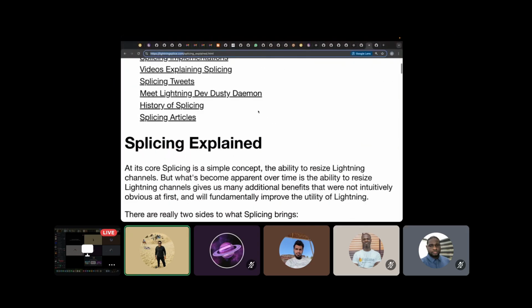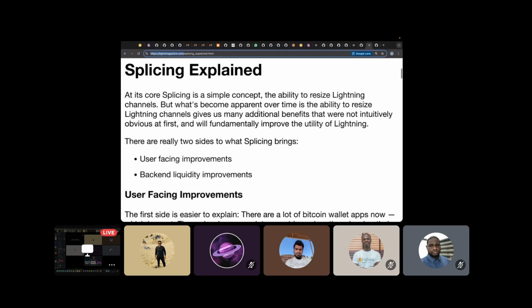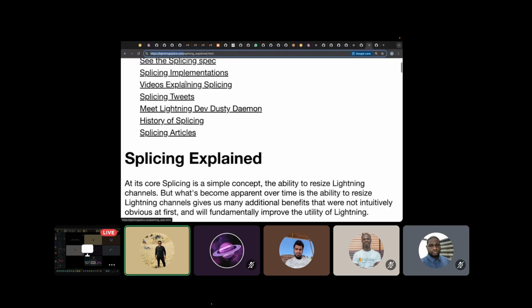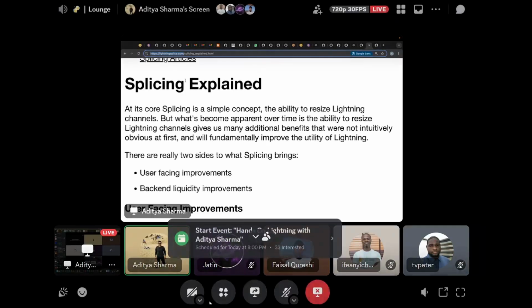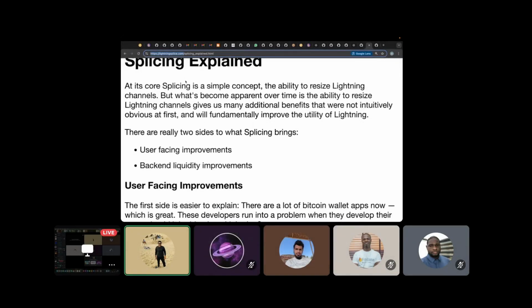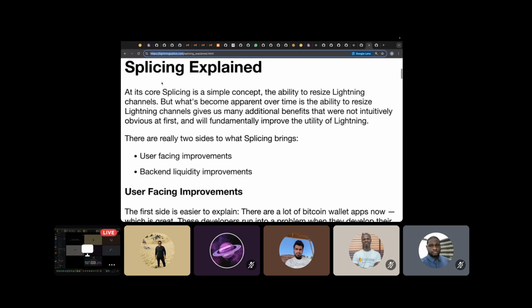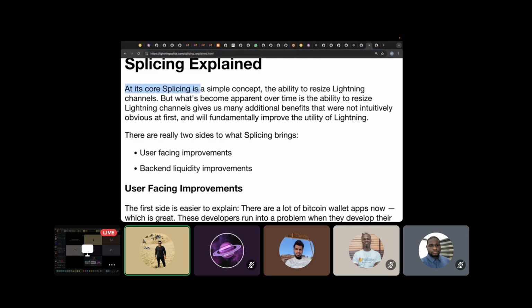Alright. So this particular section explains what is splicing and how it will affect the end user and the developers of various wallets which use Lightning in their interface. So as you can see, at its core, splicing is a simple concept. It enables you to resize your current Lightning channel without changing the channel IDs and all of those things.